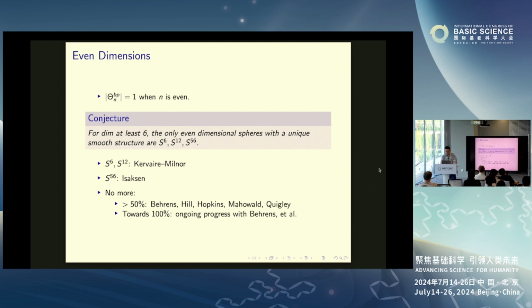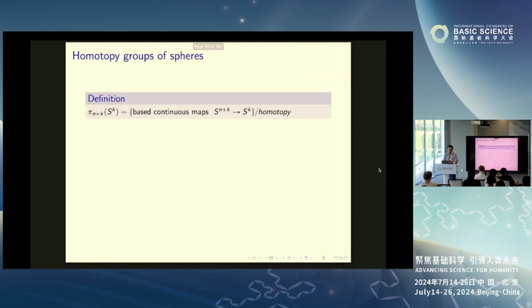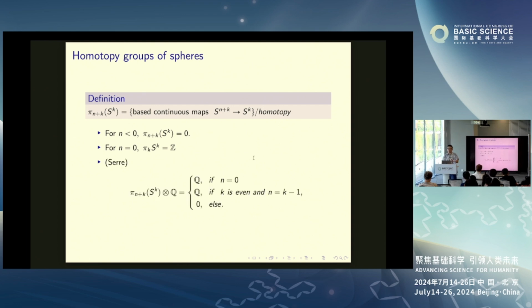Right. All right. Homotopy groups of spheres is the kind of mathematics which is very easy to define but very hard to compute. The definition is very straightforward. Let's consider the space of continuous maps from the sphere of dimension n plus k to the sphere of dimension k, and then we mod out by homotopy. And that's the definition. When n is smaller than 0, these groups are always 0. When n is 0, when the two spheres have the same dimension, this is the integers. These are always finitely generated abelian groups, and we know especially the rank, namely the number of copies of the rationals, which is a theorem due to Serre.